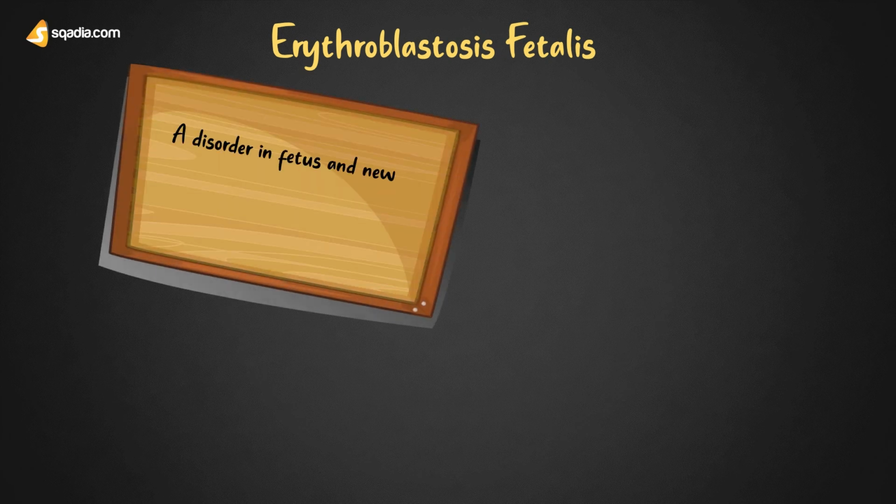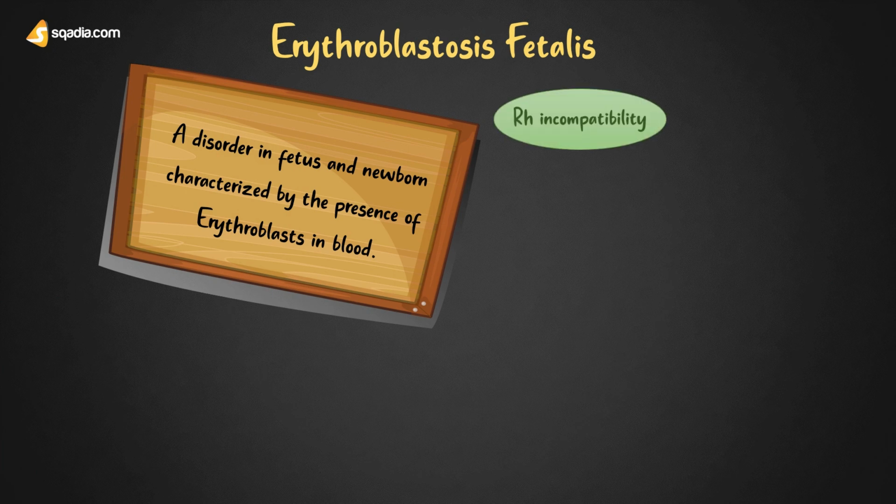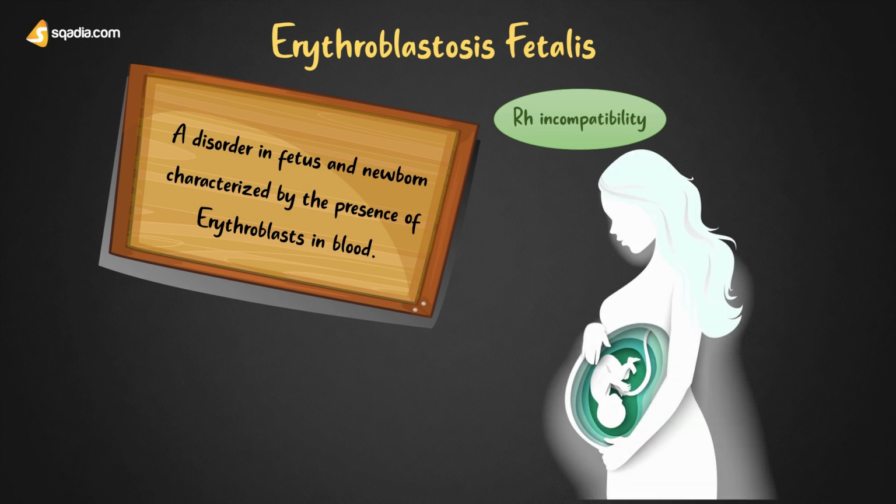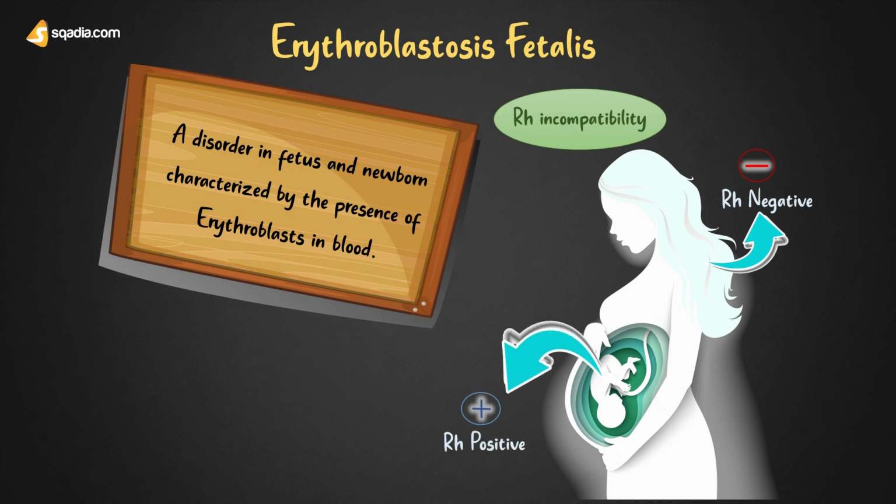Erythroblastosis Fetalis is a disorder in the fetus, characterized by the presence of erythroblasts, a preformed or immature red blood cell in blood, and its main underlying cause is Rh incompatibility. When we say Rh incompatibility between mother and fetus, it means that Rh blood type of mother is different from that of the fetus she is carrying. But in the case of Erythroblastosis Fetalis, it particularly happens when mother is Rh negative, but the fetus is Rh positive. Now let's see how this happens.